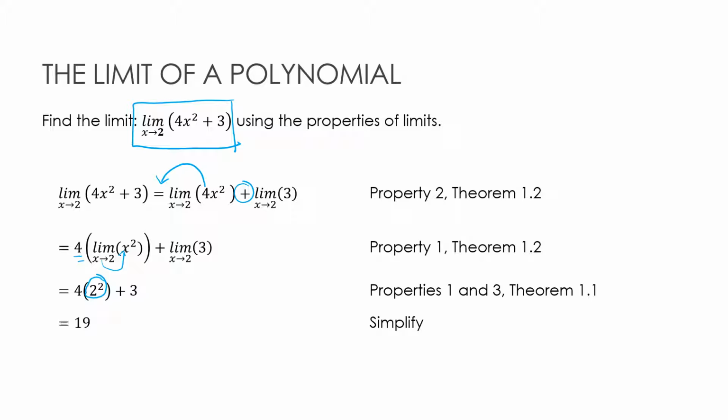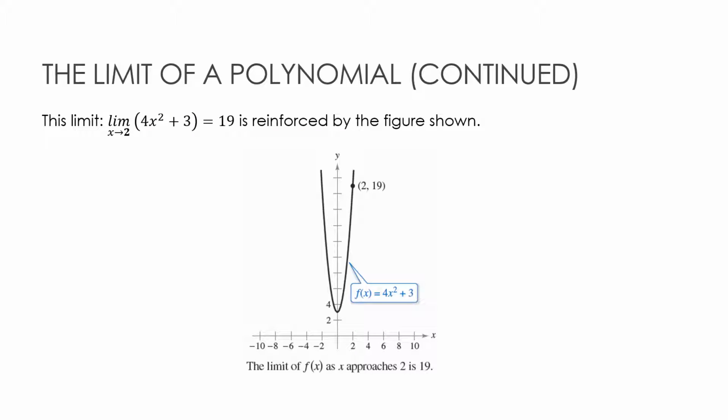So would I ever typically do it in this fashion? No, of course not. It's just a lot of extra work, but it's important to see what those properties will do for you. Always a good idea as we're working on this to keep in mind that we can take a look at what the function looks like. And in this case, we're dealing just with a polynomial. And so we know, because it's a quadratic, it's going to be a parabola. So it would make sense that the point 2, 19 would be a point on our parabola.